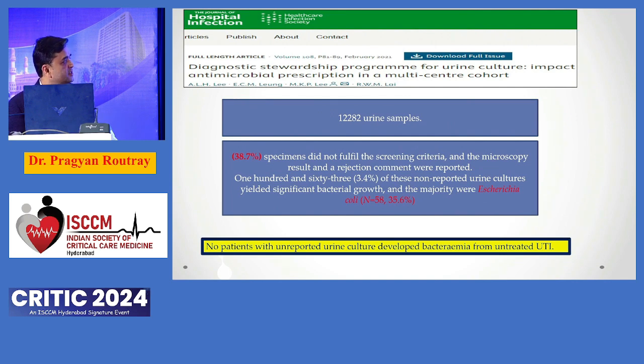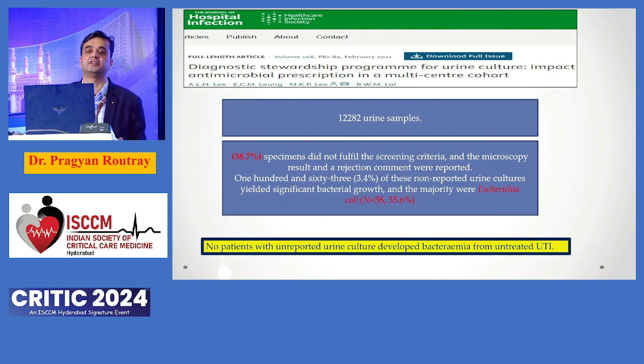And of 163 non-reported cases, they sent the urine for culture only. They found that it grew E. coli most often, and no patient with an unreported urine culture developed bacteremia from untreated UTI. Believe me, if those cultures had been released to the physicians, they would have started antibiotics. It would have led to havoc in the patient, might have increased the cost of therapy, and increased the stay in the ICU.